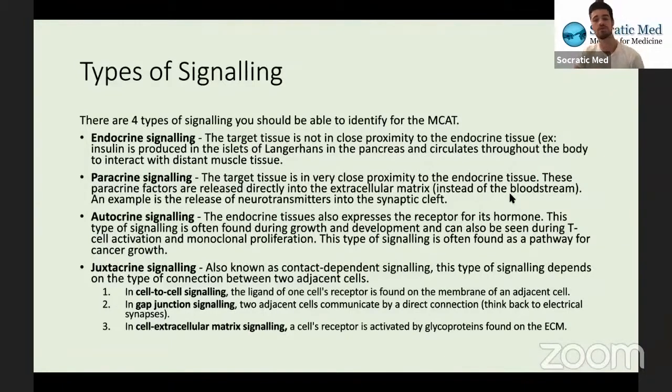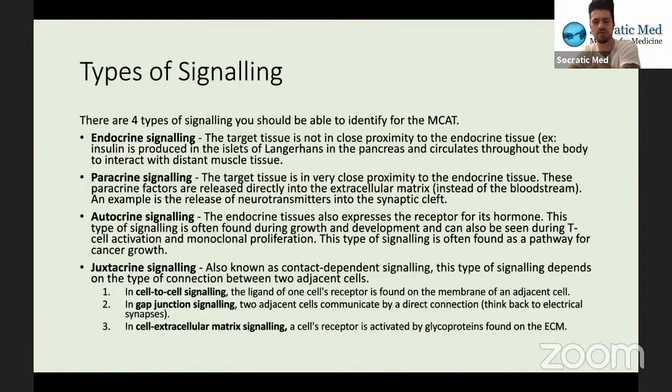The third type is autocrine signaling. The endocrine tissue also expresses the receptor for its hormone. So the cell that creates the hormone is also expressing the receptor and is also receiving the hormone. You could see how that becomes a sort of positive feedback loop. That's okay if it's in a controlled environment, and it could also be problematic if it's not controlled. This type of signaling is often found during growth and development, like embryonic development. I think in early childhood development, there's autocrine signaling in certain types of cells. The specific types of cells are not too important.